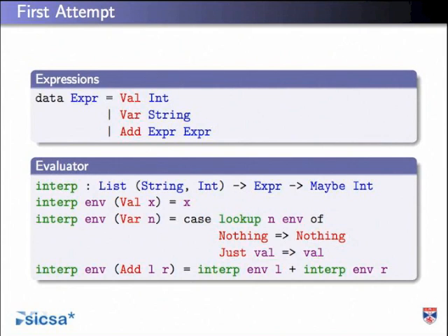So again, just as before, if we got a value, we just return it and we ignore the environment. And adding things up, we interpret the left one under the environment, we interpret the right one under the environment, add them up. And if we have a variable, that's where something more interesting happens. We have to look up the variable name in the environment. If it's not there, well, we've lost. If it is there, then this is a type error actually.